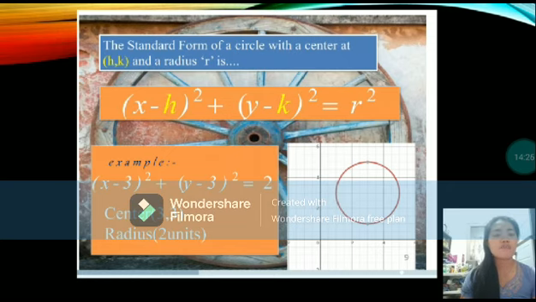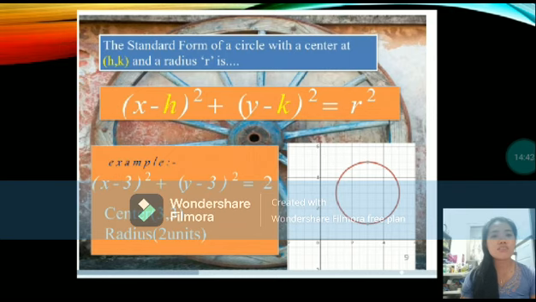The only thing that differs from the previous equation is that the center is given, in which the center is no longer at the origin. So you have the center (h, k). So if you have the center (3, 3), coordinates 3, 3, the radius is 2 units.